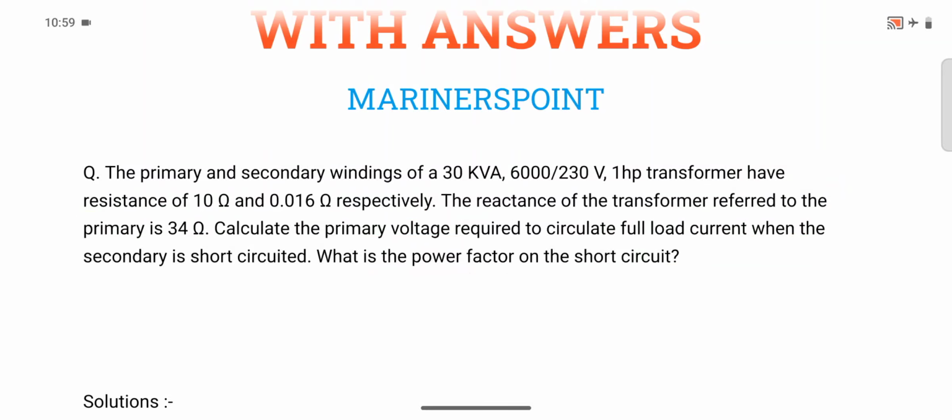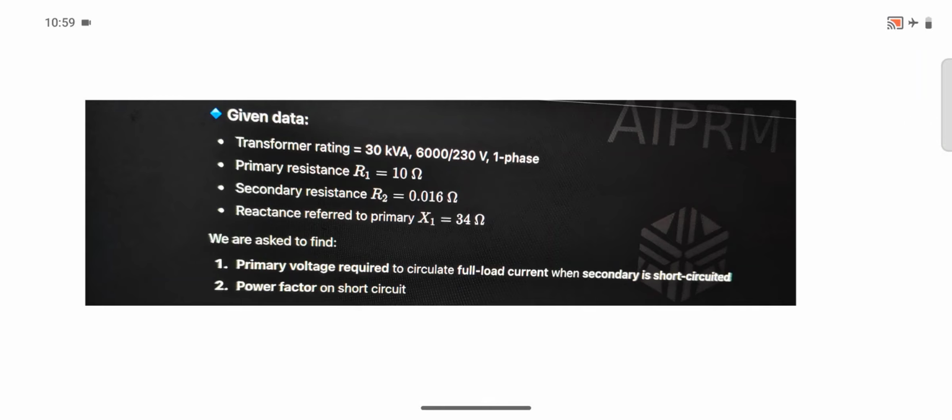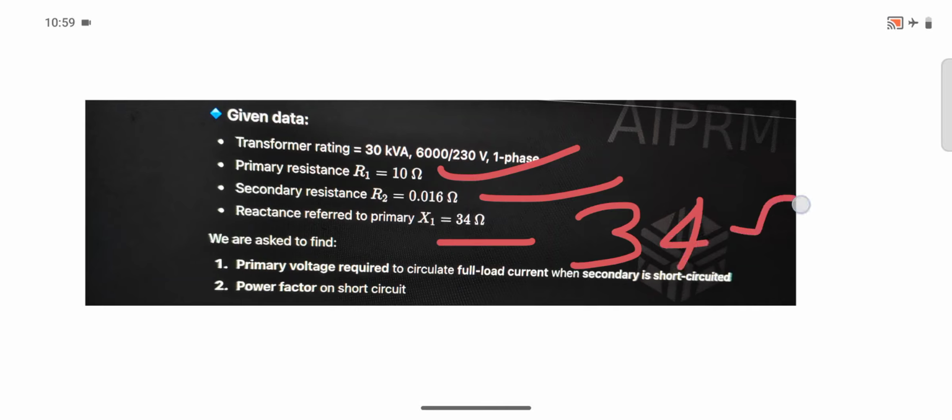First, I will write what are the data given in the question. So, transformer rating is given, which is 30 kilovolt ampere. Primary resistance, secondary resistance is given, and reactance, which is referred to the primary coil, is given, which is 34 ohm. Now we have to calculate primary voltage, which is required for circulating full load current when secondary is short circuited, and power factor on short circuit. In two conditions we have to calculate primary voltage and power factor.